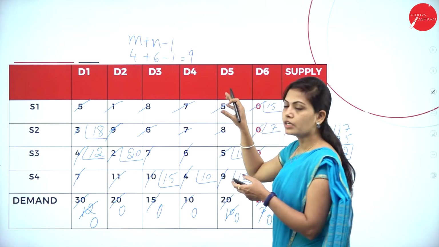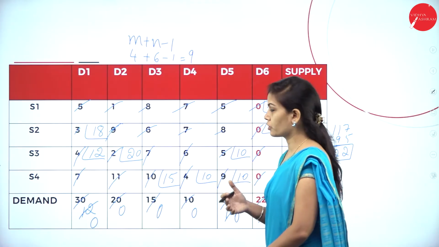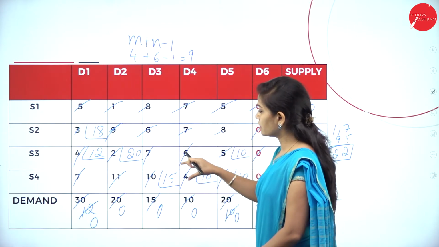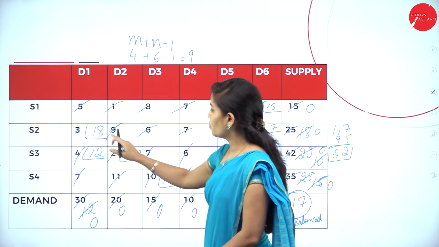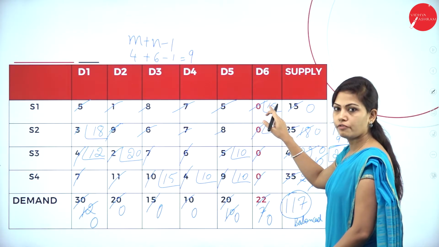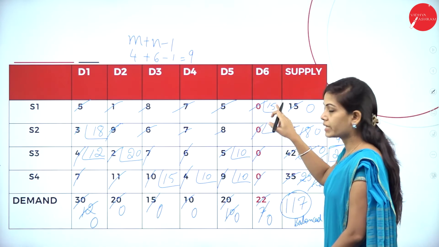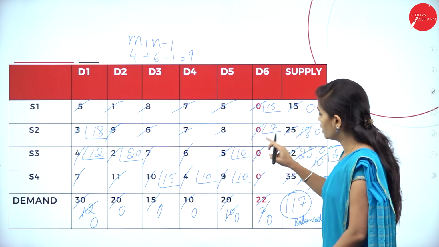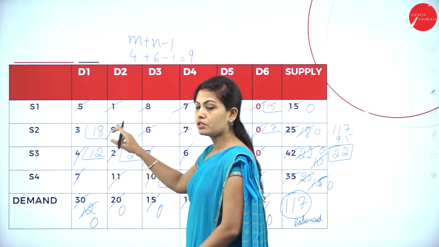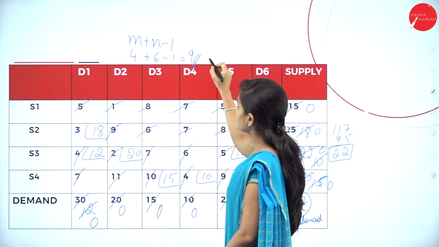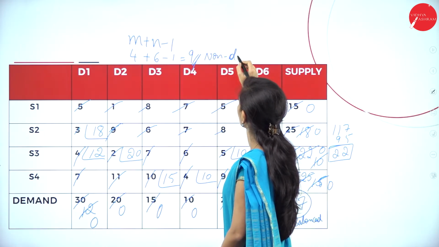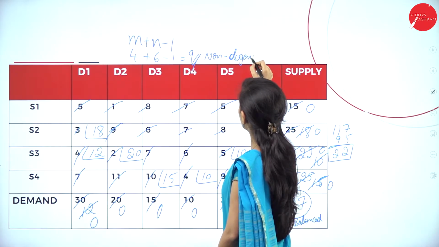So how do we calculate whether it is non-degenerate or not? For finding non-degenerate, you just consider the allocated cell values: 1, 2, 3, 4, 5, 6, 7, 8, 9. We got the same value, right? The allocated cells are 9, so I got the same value. The problem is non-degenerate.